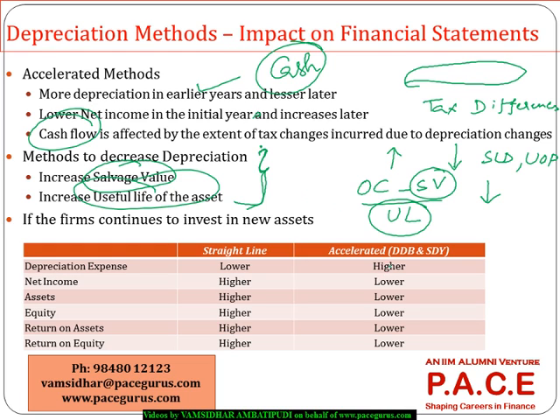Yes, with straight line depreciation, the depreciation expense is lower, because of which the net income will go up, and because the depreciation expense is lower, the asset is still worth more. And because the net income is higher, the retained earnings will go up, which means the equity will go up. So because net income is going up and equity is going up, return on assets as well as return on equity also will go up as a part of that transaction. Whereas when we are looking at accelerated methods, we see the opposite.